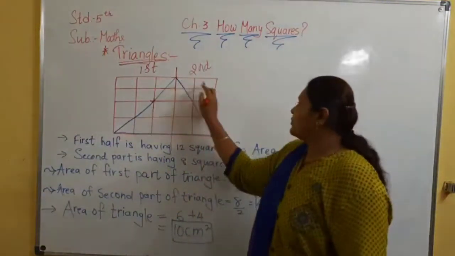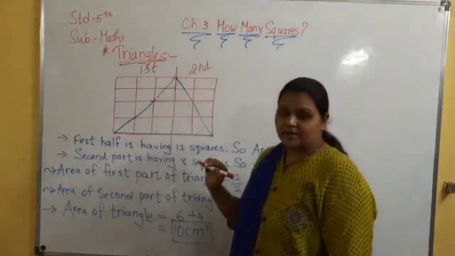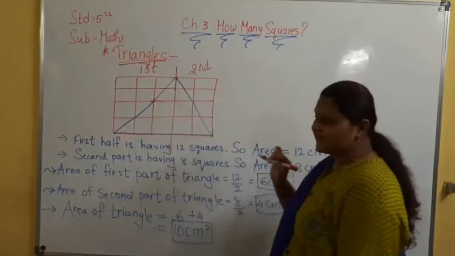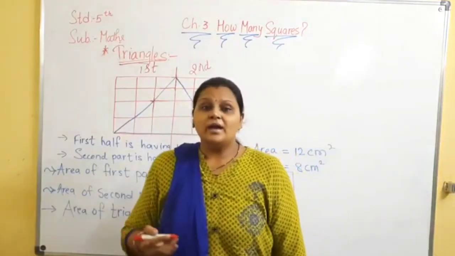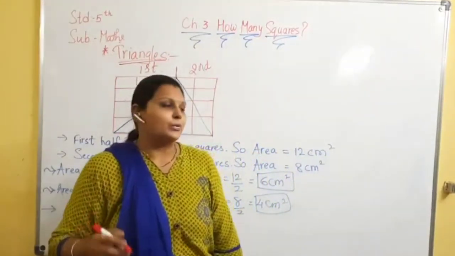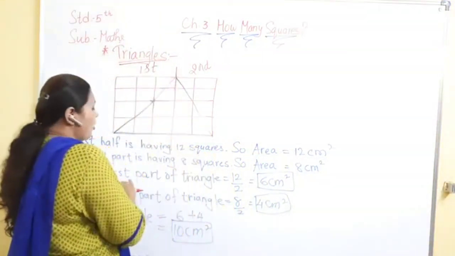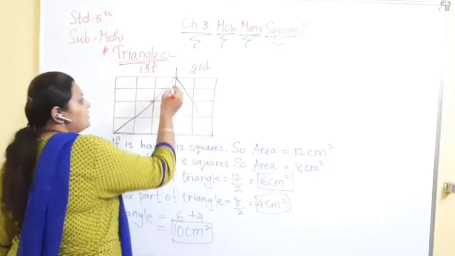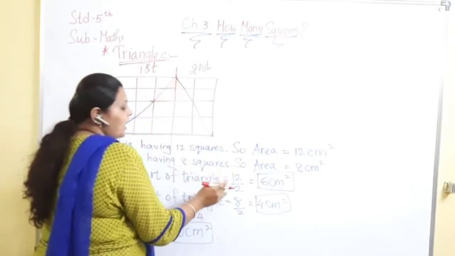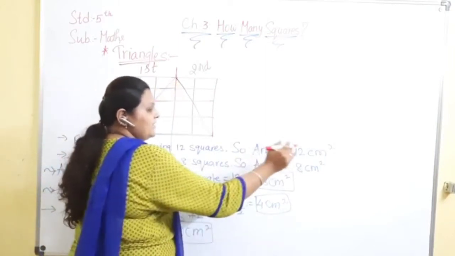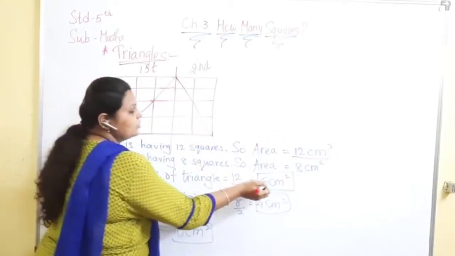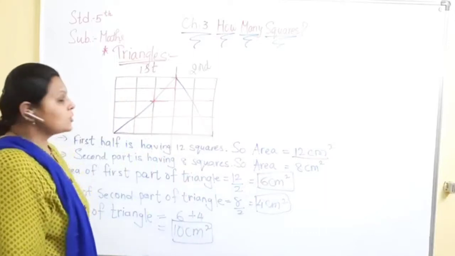Second part, this part is having 8 squares. So the area of this second part is 8 centimeter square. But we have to find the area of the triangle. So what will we do? Here, for the first part of the triangle, half part is covered. So we will take half of the squares. That is, we will take half of the 12. So 12 divided by 2 is 6 centimeter square.